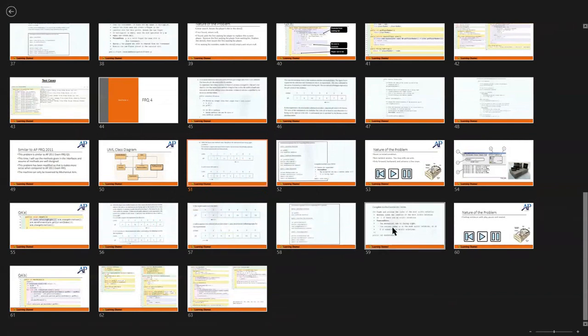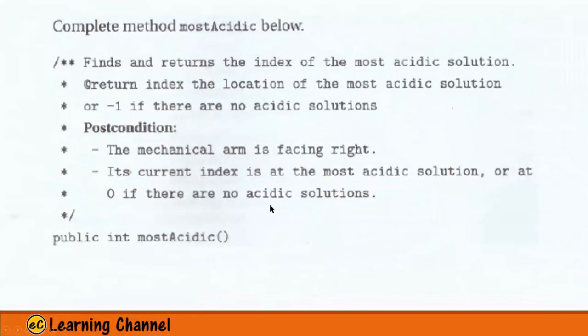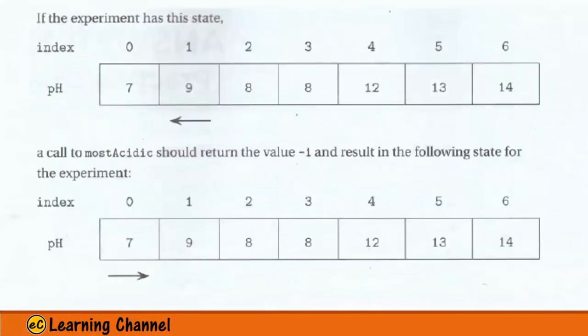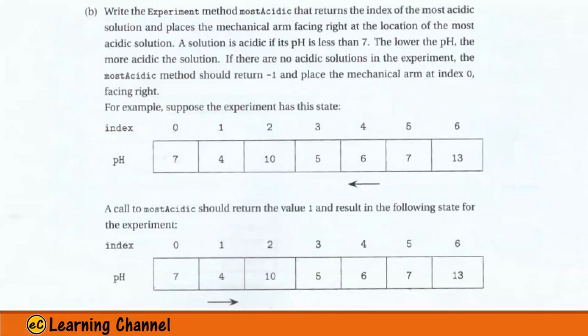And then let's look at part C. This one, part C. Actually, let's go back. Okay, part B, I'm sorry. Part B actually is to find the most acid, right? To find the most acid, basically what is that? It is a single traversal to find the minimum, I'm sorry, the most acid one, the lowest pH value.